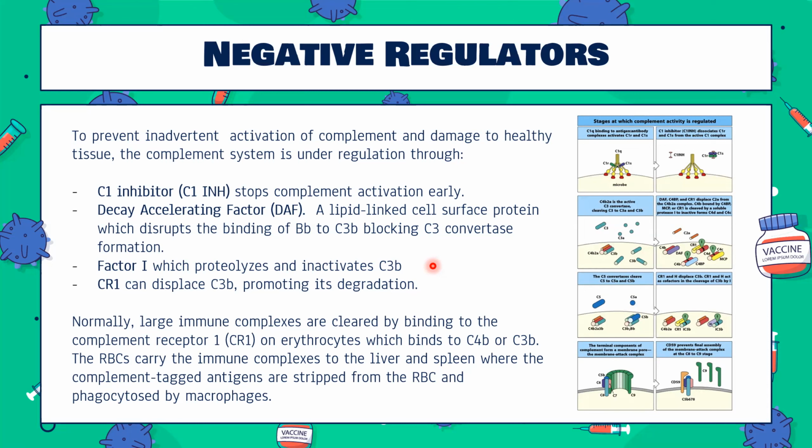CR1, sorry, it's the final one, and it can displace C3b and promote its degradation. CR1 is very prevalent on reticulocytes or erythrocytes, and it's present on the red blood cells. So when I'm looking at a red blood cell, it's going to have this complement receptor 1 that is going to bind this C3b, displace it, promote its degradation. And then it's basically going to send the immune complex to the liver and the spleen, and they're going to get phagocytosed by macrophages. Does that make sense for everyone?